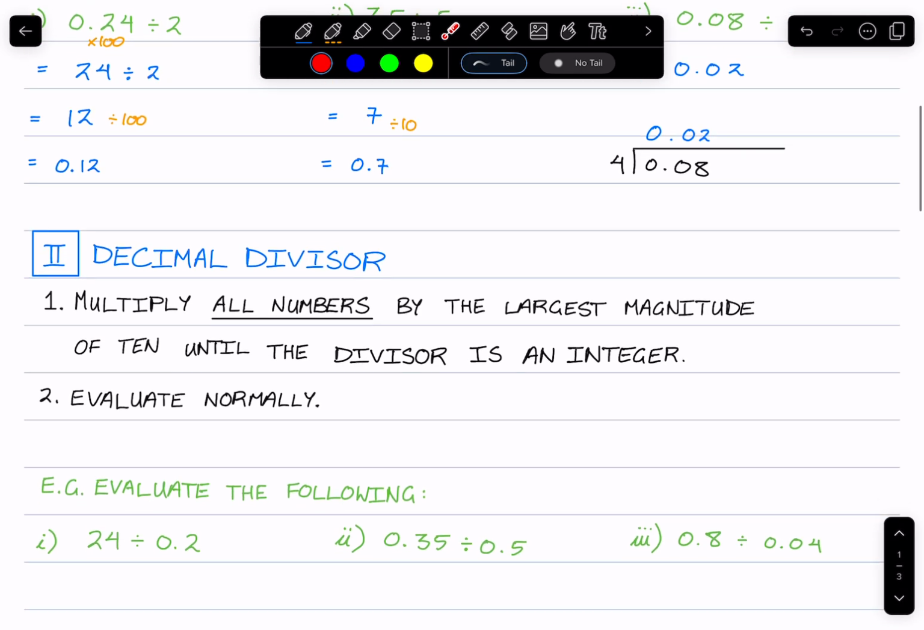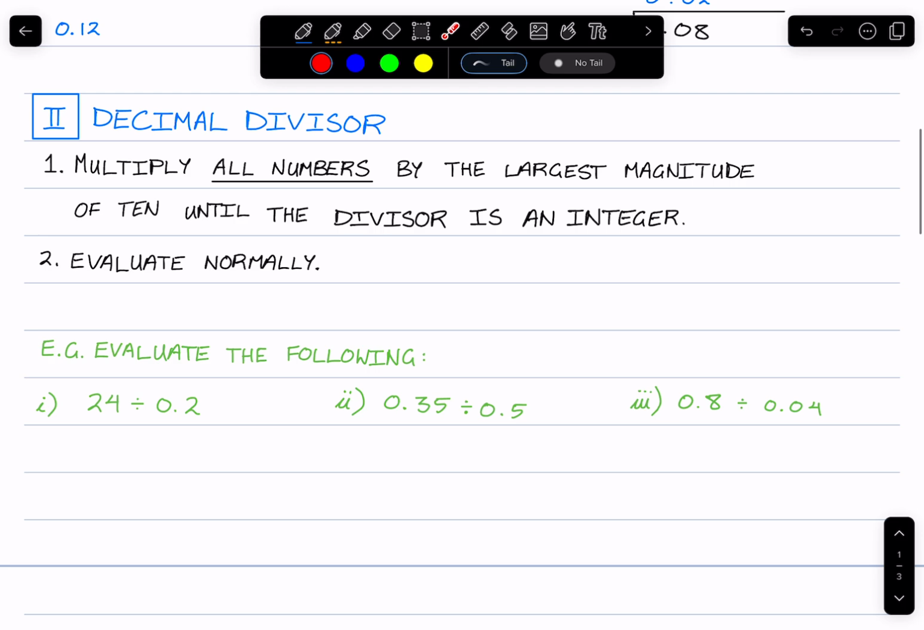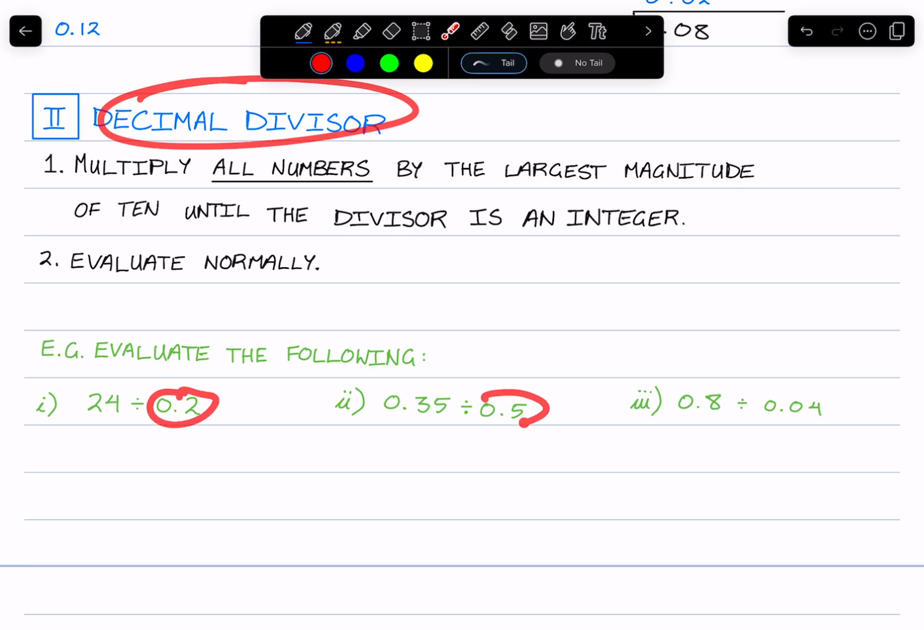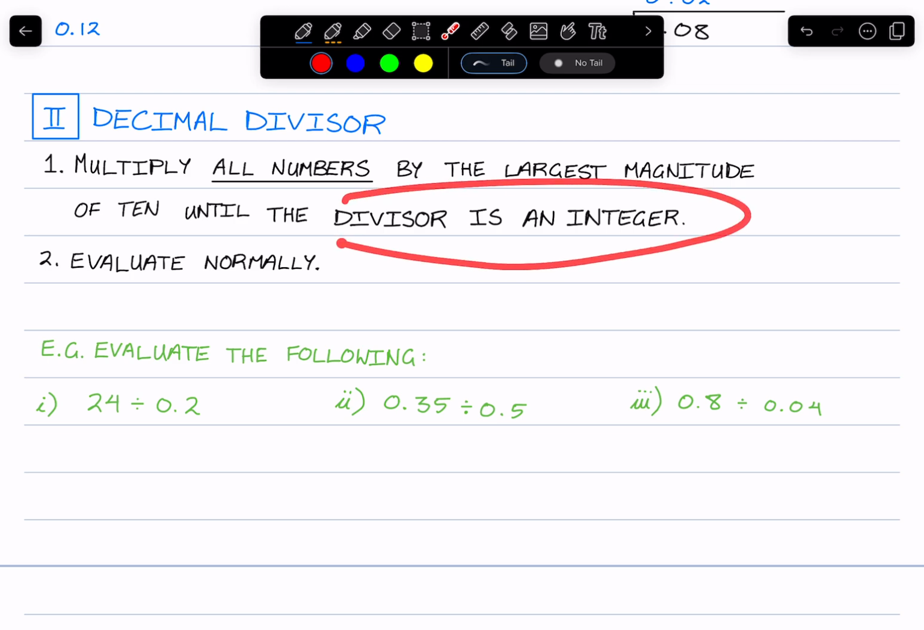Now the second scenario, to evaluate these, well, notice how in these ones, the divisor is now a decimal. So in order to evaluate these, we multiply all the numbers by the largest magnitude of 10 until the divisor is an integer. So we want this to be a whole number, and then we evaluate as we normally would. Let's demonstrate this one.